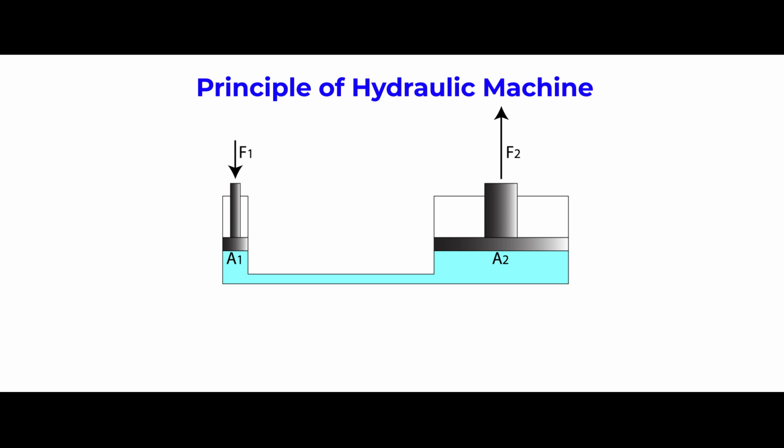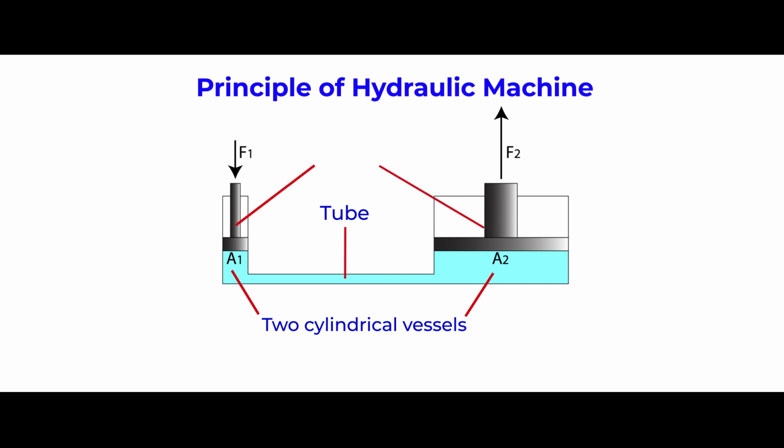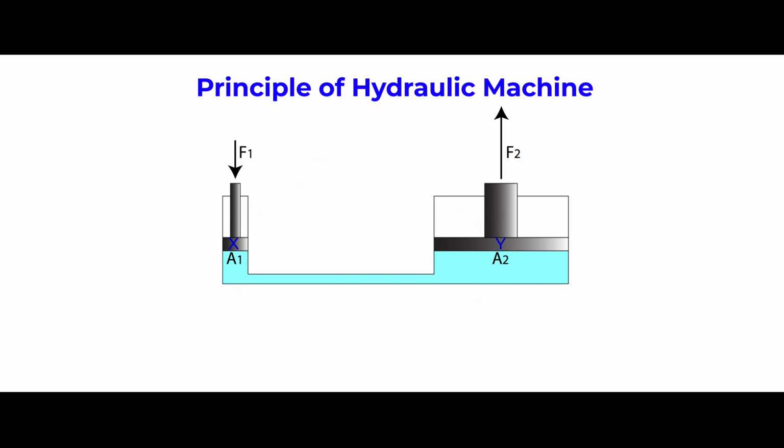Now let us look at the construction of this hydraulic machine. Basically, it consists of two cylindrical vessels filled with liquid and connected by a tube. Two pistons, X and Y, are fitted to the vessels, and the areas of the pistons are different. The area A1 of piston X is smaller than the area A2 of piston Y.